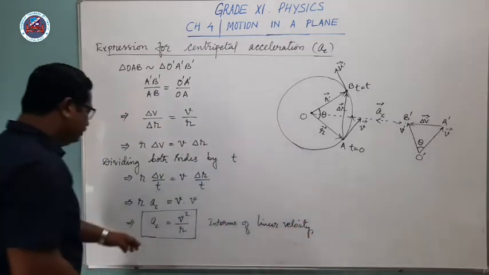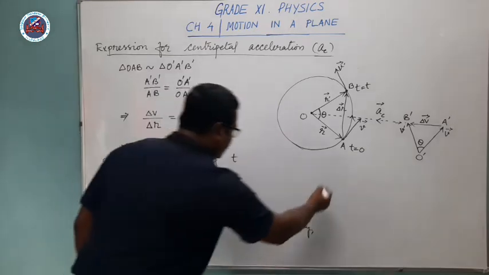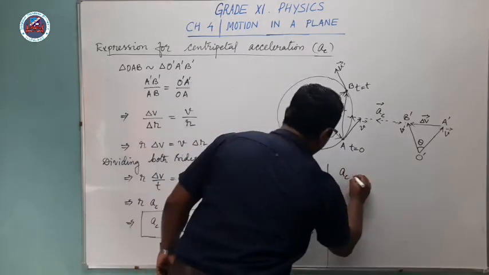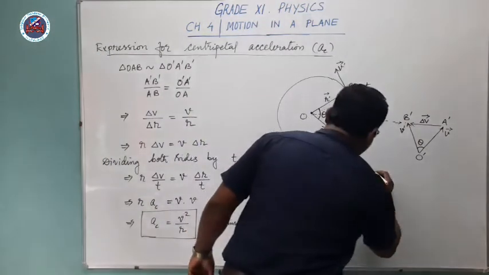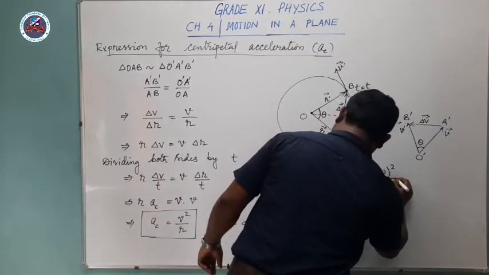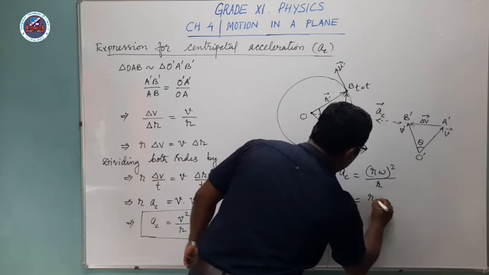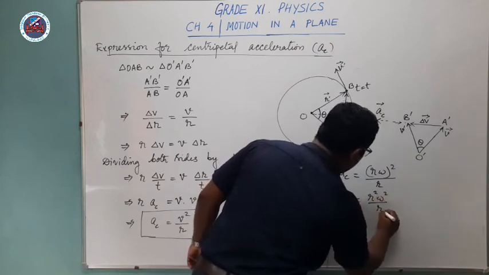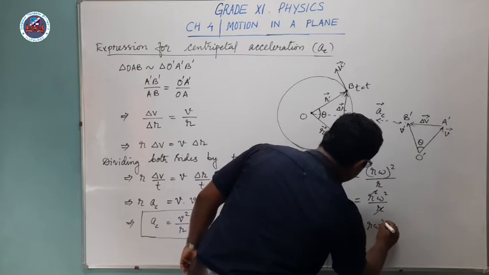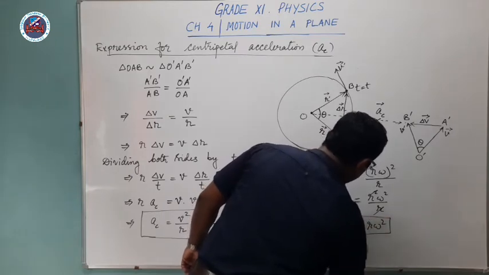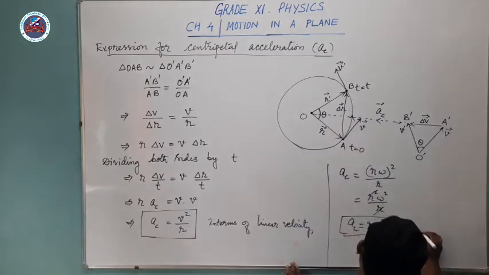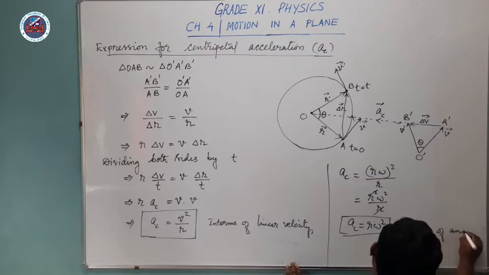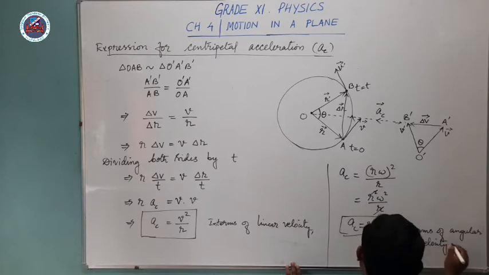And if you want to write in terms of angular velocity omega, then AC is equal to v squared divided by r. As you know, linear velocity is r omega, and as it is squared, it will become r square omega square by r. One r, if you cancel it, r omega square, you will get. This will be in terms of angular velocity.